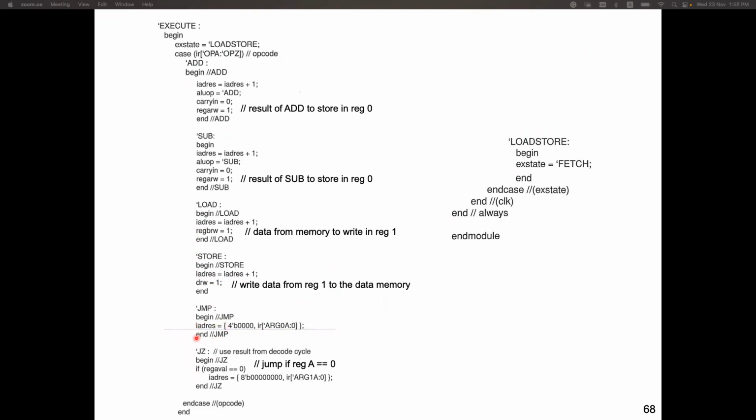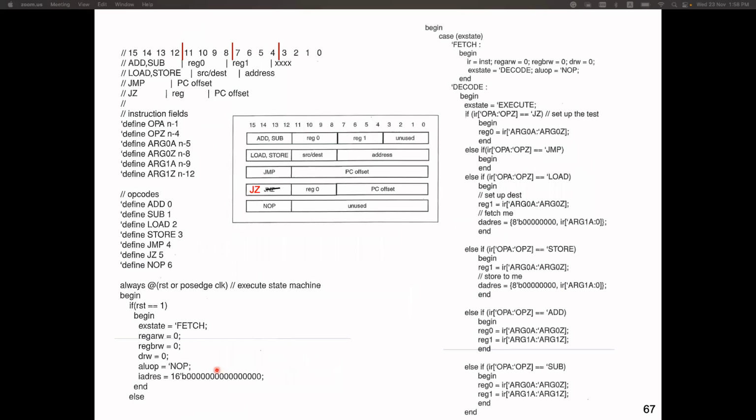A jump. If it's a jump, then the only thing is to update the instruction address for the next instruction. It's a jump by this offset. Jump 0 is a conditional jump. So it checks the register A value. This is the input port. Input port. It contains the value specified by this register address. So this register address points to a register file.